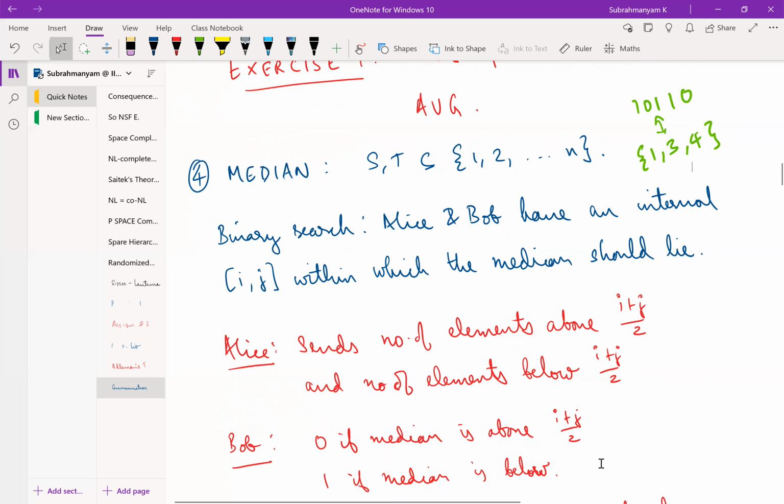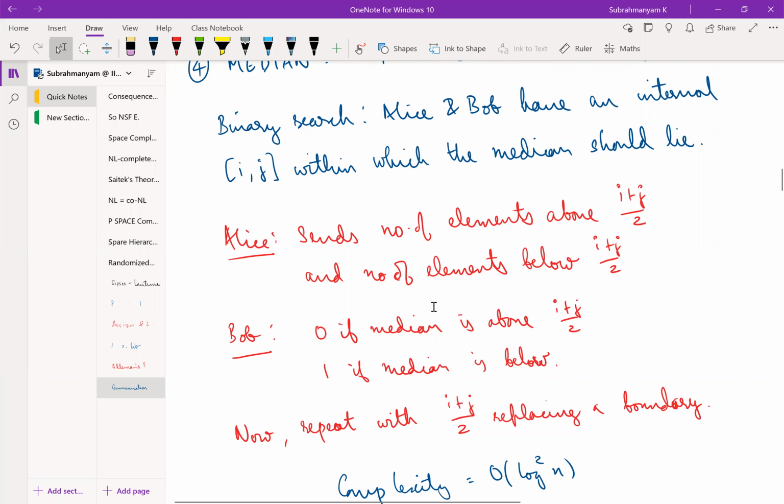This can be done just by using one bit, because he just has to say whether it is above or below, a binary output. Whereas Alice has to send the number of elements above and below. And to send the number of elements, since the set is a subset of 1 to n, the number of elements will be at most n. So this takes log n bits, right? Log n plus log n. So maybe 2 log n, but actually I think it will be just log n, because both of these cannot be log n. But let's take a simple upper bound of 2 log n here, and 1 bit here.